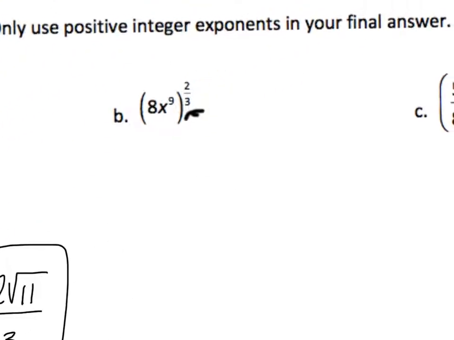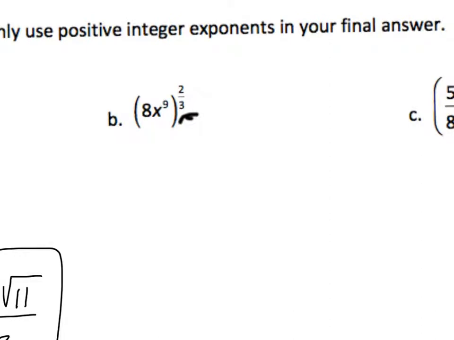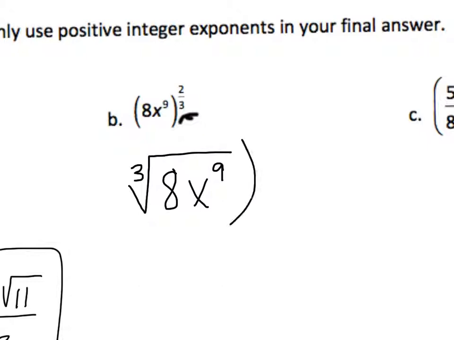Now it gets a little trickier when you add in variables. So again, now we've got 2/3. So that bottom number tells us what type of root it is, so it's going to be a cube root of 8x to the 9th and then squared. So you can do one of two things. You can distribute this exponent to things inside the radical, or you can evaluate the radical and then square it. Either way is fine. I prefer to simplify the radical first and then square it. So that's what I'm going to do.